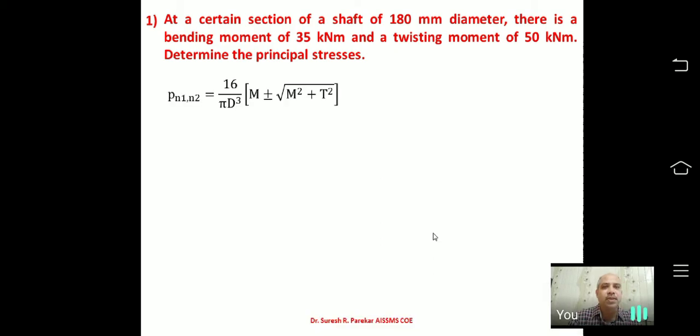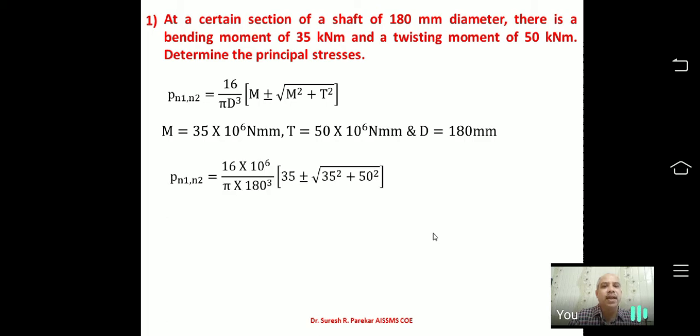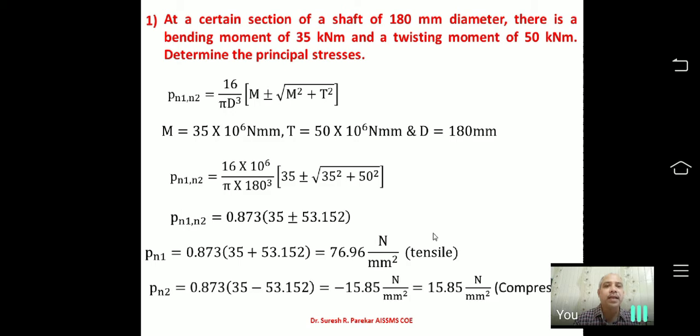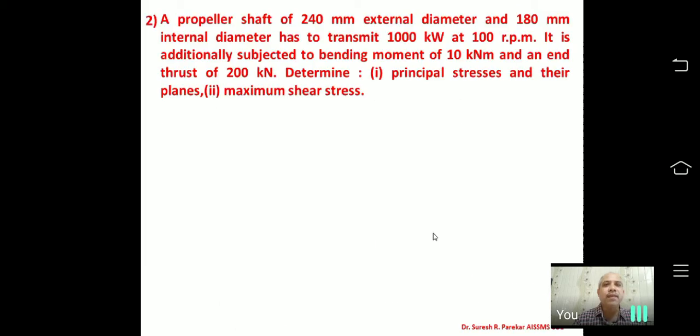If we substitute, M is 35 into 10 raised to 6, T is 50 into 10 raised to 6, and d is 180. Once you put these values, you will get Pn1 and Pn2 as 76.96 Newton per mm square, that is the major principal stress, and the minor we will get as minus 15.85, that means compression. If I get plus, it will be tensile, and if I get minus, then it will be compressive.